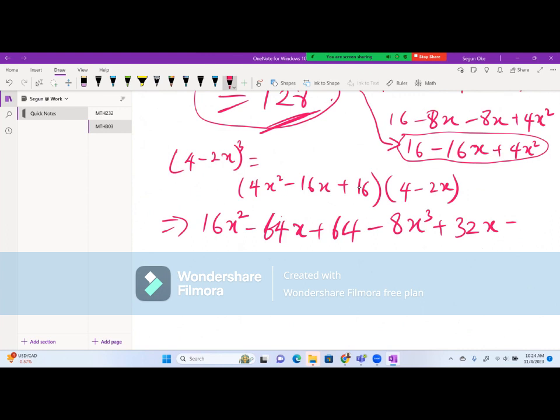I'm just expanding this for you guys to see that it's raised to power 3. The one with raised to power 3 is the one I'm doing. Since you know raised to power 2 to be this, multiply it with one of raised to power 2. When you open the bracket, you have minus 2x multiplied by 4x squared, it will give you minus 8x cubed. Minus 2x multiplied by 16 will give you minus 32x.